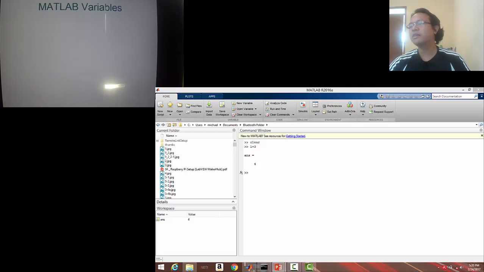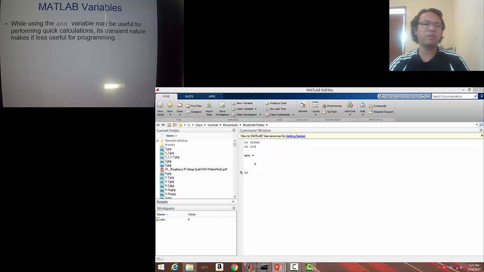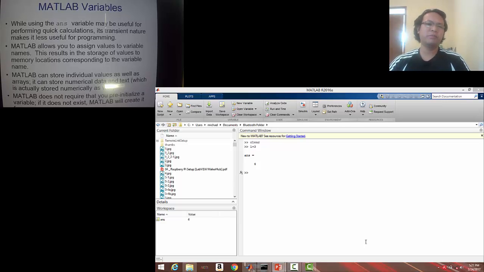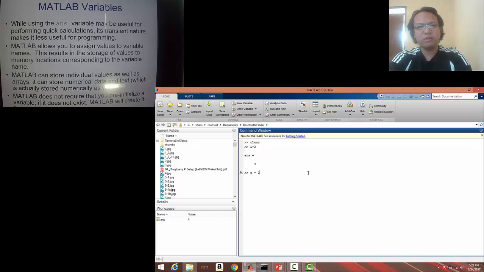Okay. Next, MATLAB variables. While using the ans variable may be useful for performing quick calculations, its transient nature makes it less useful for programming. Of course, most of the time we will be assigning a value to a variable, not necessarily ans. So we can write it this way, like a equal to 2. For instance, a is equal to 2. Like that.